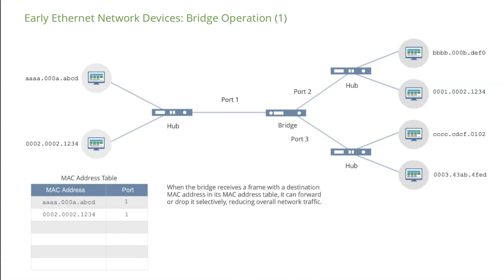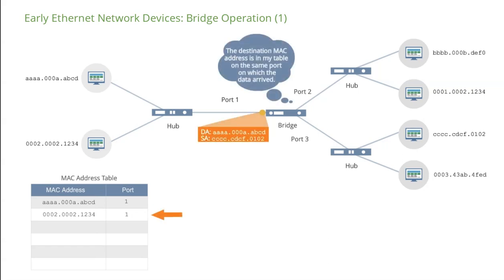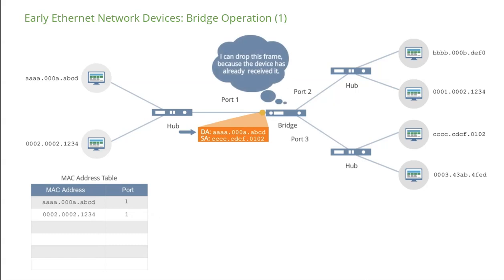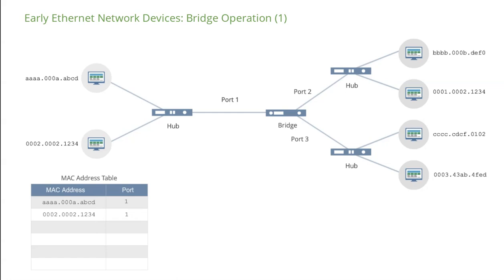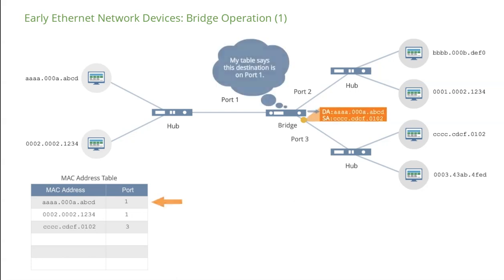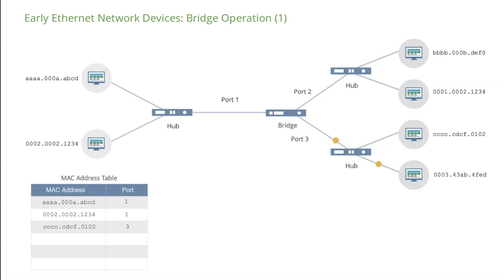When the bridge receives a frame with a destination MAC address in its MAC address table, it can forward or drop it selectively, reducing overall network traffic. If the destination MAC address is in the MAC address table and resides on the same port where the frame arrived, the bridge simply drops the frame, because the end-user device has already received it. It does not forward the frame to the other ports or segments, reducing overall network traffic. If the destination MAC address is in the MAC address table and is located off a different port, the bridge forwards the frame only on that port, again reducing overall network traffic.